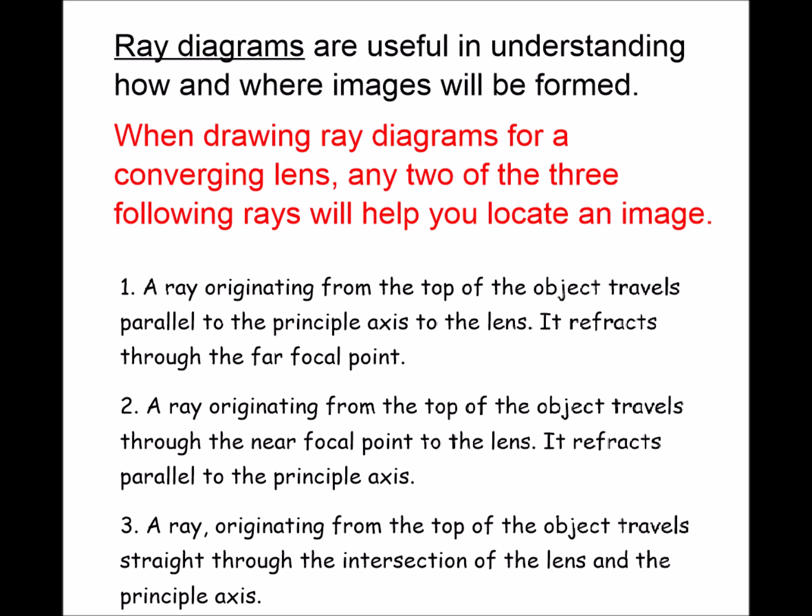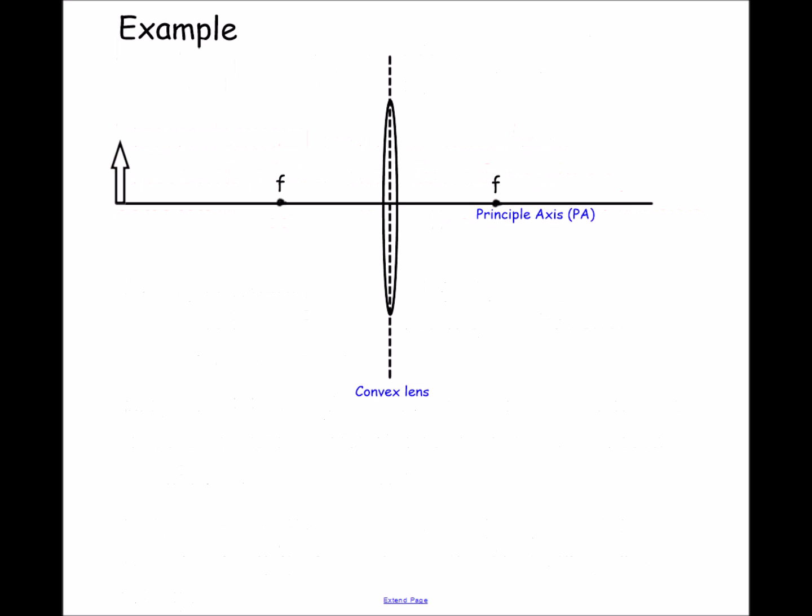When I do an example in just a moment, I'll spend a little time showing you how to do each one of these rays. Even though you could draw all three of these rays, in reality you only have to draw two of them at any time, and that will help you locate the image. I'll draw three of them on my first example, but then I'll show you how you could draw just two of them and still get the answer that you're looking for. So we're going to look at the example on the next slide.